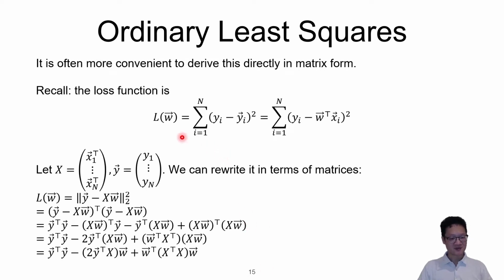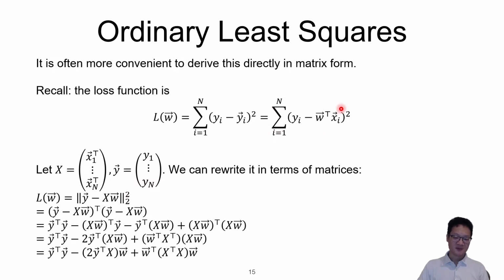Last time we also took the first step of writing down the loss function in matrix vector form. The loss function is the summation over the individual squared errors from every data point: sum over i equals 1 to n of (y_i minus w transpose x_i) squared. We stacked all the input data as rows on top of each other to make a matrix X, and we stacked the scalar outputs on top of each other to give a vector y.